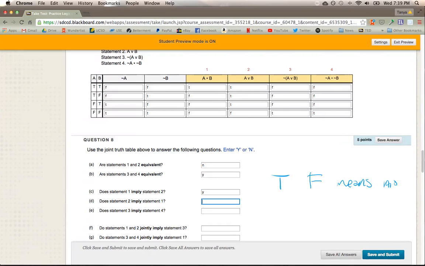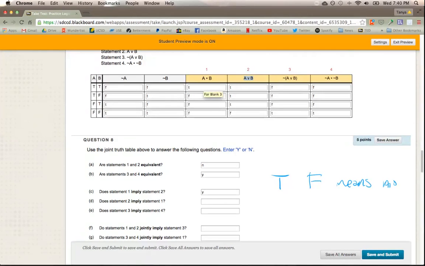Okay. Does statement two imply statement one? Is there any row where two is true but one is false? We've got a TT case. Here's a TF case. On row two, two is T, but one is F. That means that two does not imply one. And that makes sense intuitively, right? To say that I have either a cat or a dog does not imply that I have both. It's possible that I have one or the other, but not both. In fact, that's true. I have one and I don't have both. So two does not imply one.